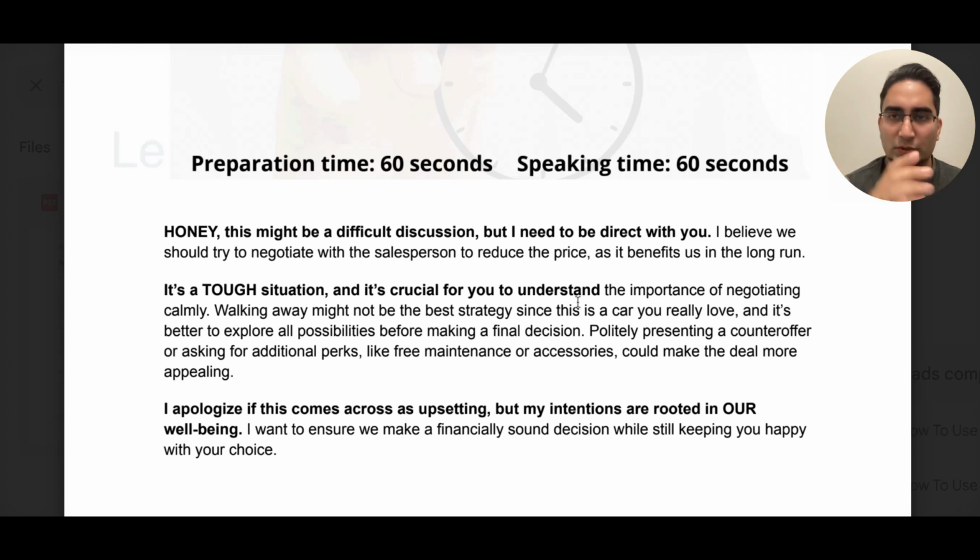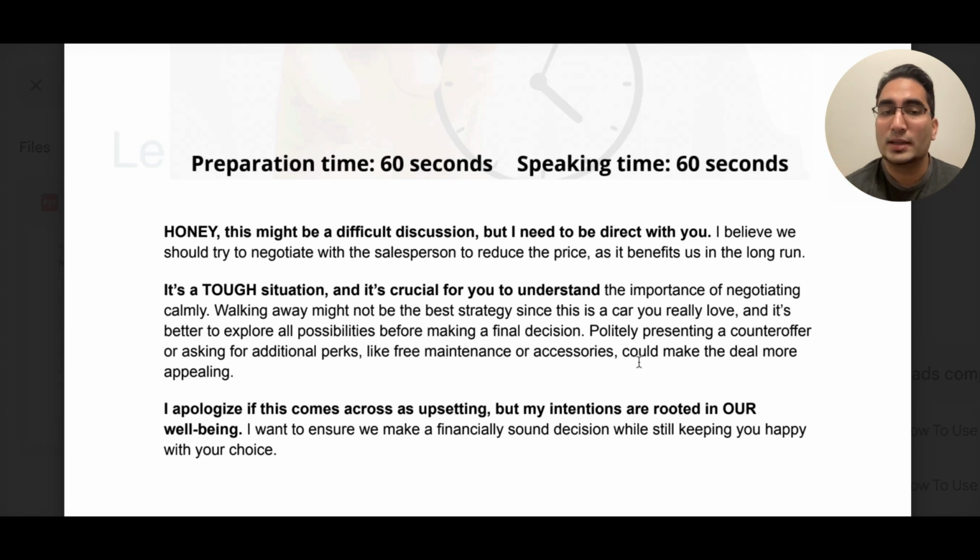Please use these words. This shows that you are convincing and you're trying to get your point across in a very polite way. The importance of negotiating calmly, good adverb. Walking away, and here you start with your reasoning. Walking away might not be the best strategy since this is a car you really love, and it's better to explore all possibilities before making a final decision.